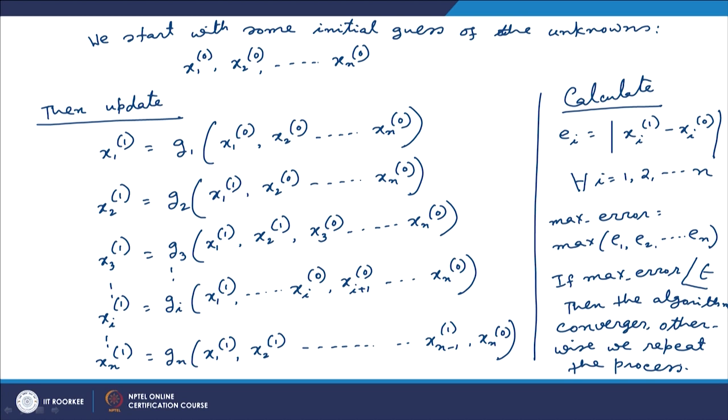So then what do we do? We first take an initial guess, we update, we calculate this error, we calculate the maximum error, and if this maximum error is less than some threshold, usually this threshold is taken as 10 to the power minus 6 at least. If this maximum error is less than this threshold value, we say that my algorithm has converged. That means these values are not really changing much, so they have converged; otherwise we simply repeat.